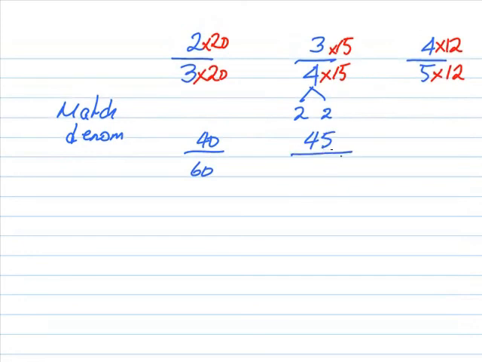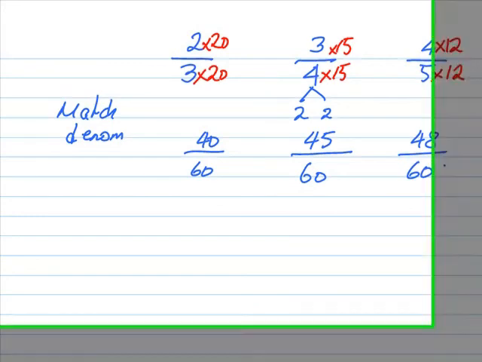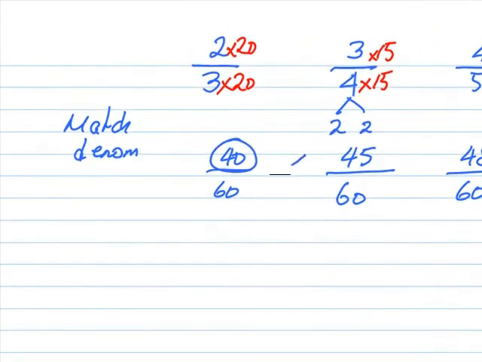Now I look at the numerators. Which one is the smallest numerator? 40. And which one is the largest numerator? 48. Therefore, 2/3 is smaller than 3/4, which is smaller than 4/5.